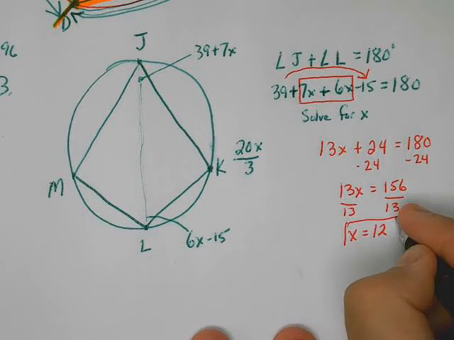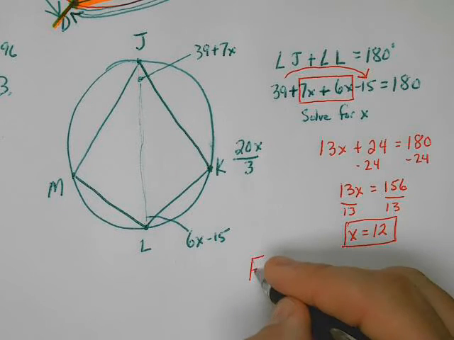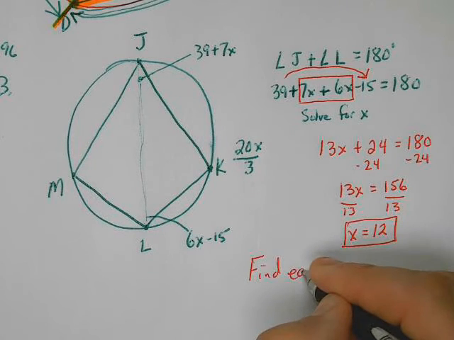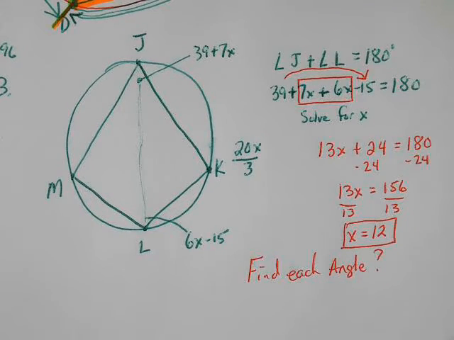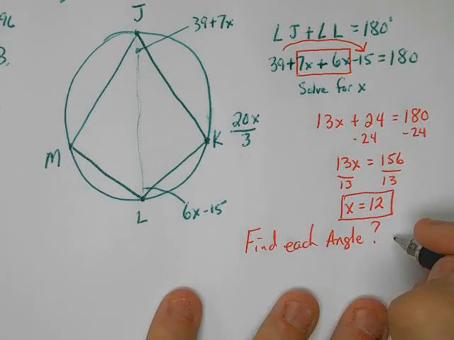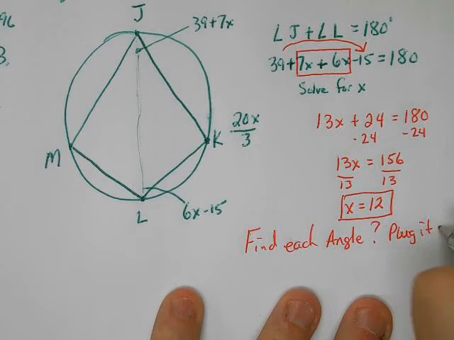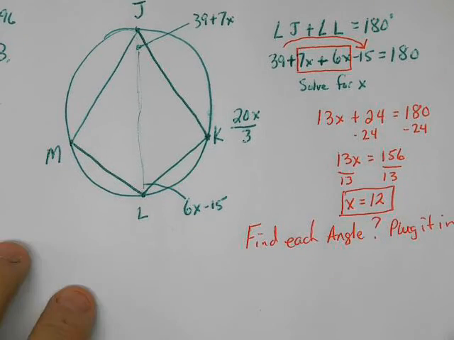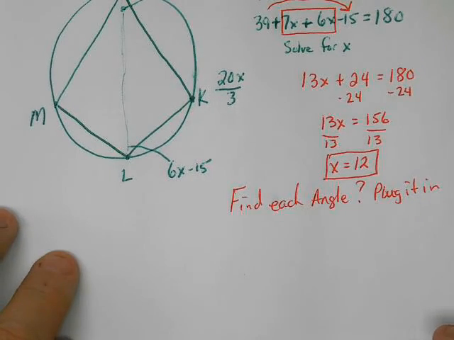All right, did everybody get 12 for their value of x? Okay, now that doesn't answer the question though, because I think they want us to find the measure of each angle. What would we do to find each angle? What would be our next step? What do you think? Substitute, or we use the phrase plug it in. All right, go ahead and do that. Find J, K, L, and M.